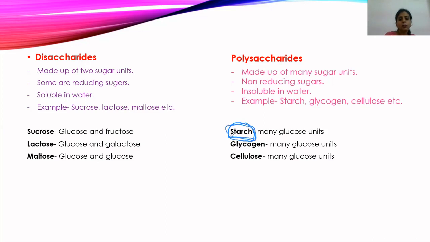So in plants, how is starch present? Starch is present because starch is a stored food for plants. Okay, starch is a stored food for plants. So the excess amount of glucose which is not consumed by the plant is stored in plants in the form of starch.